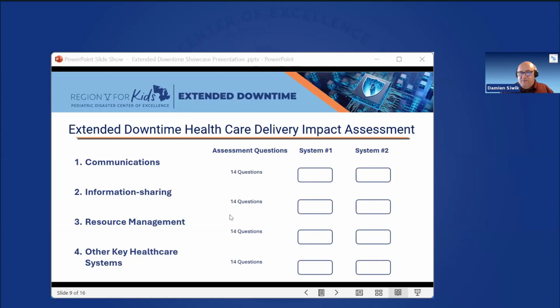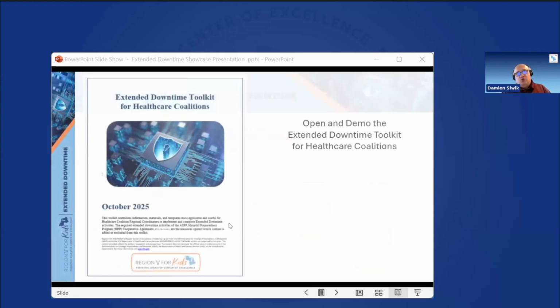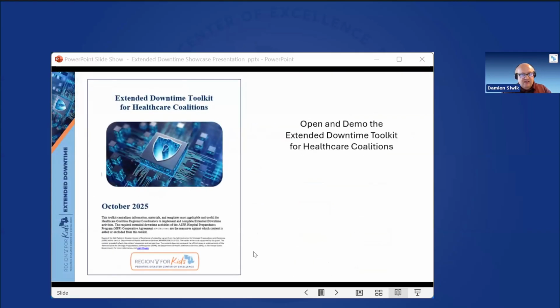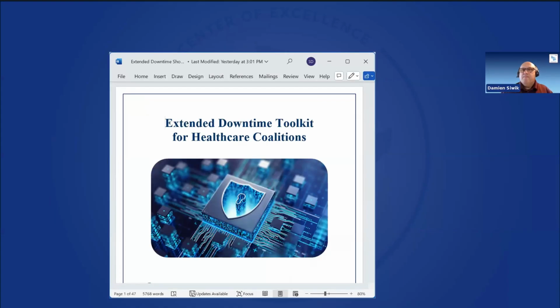So I'd ask you to bear with me for 1 minute here. I'm going to close out this PowerPoint presentation and open up the document in and of itself. And so once again, we're looking at the cover of the Extended Downtime Toolkit for Healthcare Coalitions.